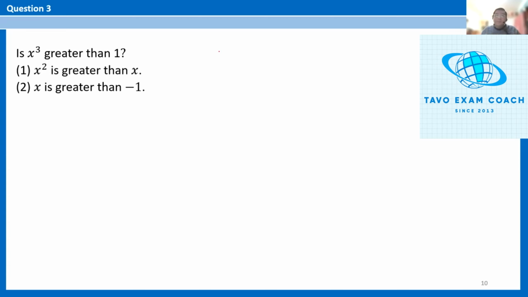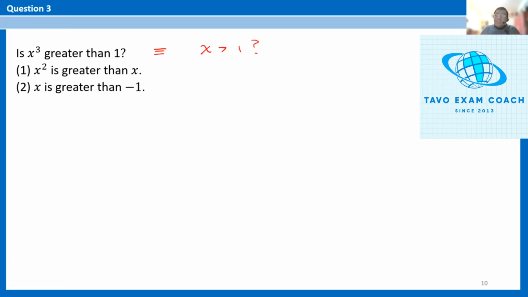statements 1 and 2. So, what needs to be true about x for the cube of a number to be greater than 1? If you try several values, you will realize that what they're asking is just this. Any number greater than 1 would have a cube that is also greater than 1.